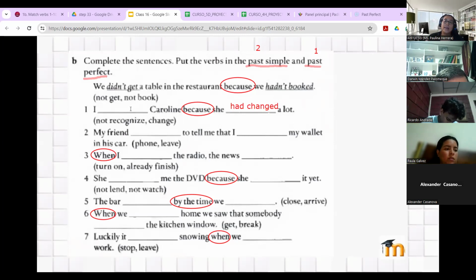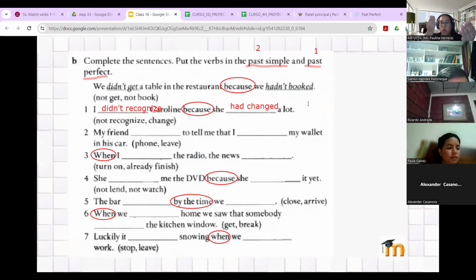And then I go to recognize. This is the second thing that happened. The second thing that happened goes in past simple. So recognize in simple past, in negative, I'm going to use didn't, and then recognize. So what happened first? She changed. What happened next? I couldn't recognize. So this will be the same. I didn't recognize Caroline because she had changed a lot.